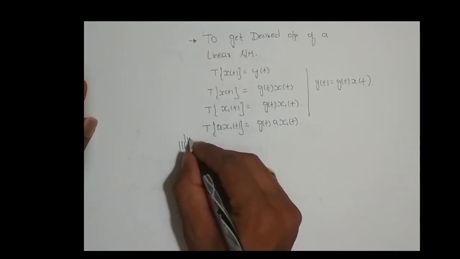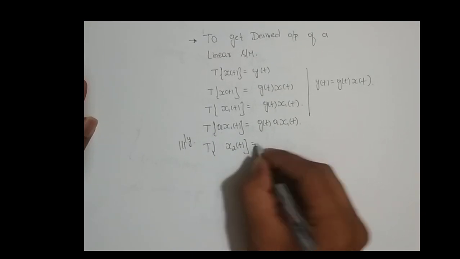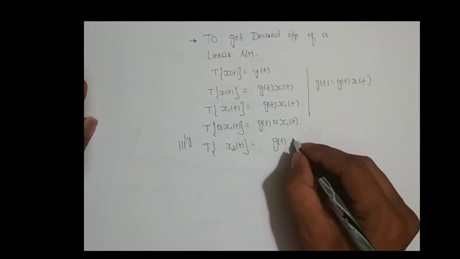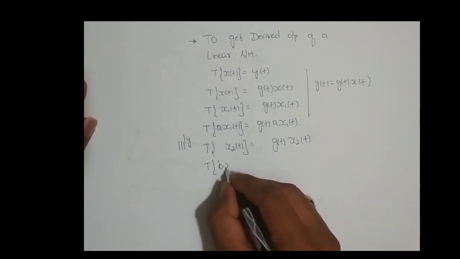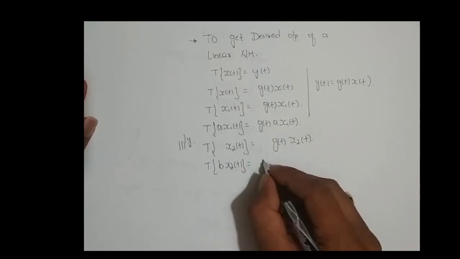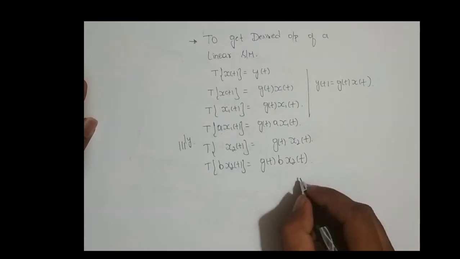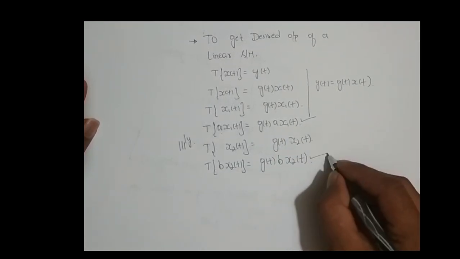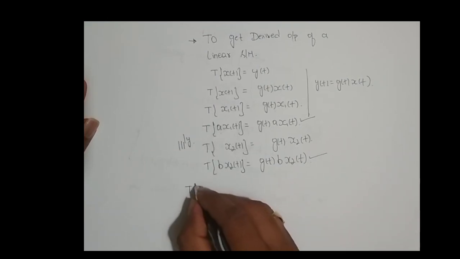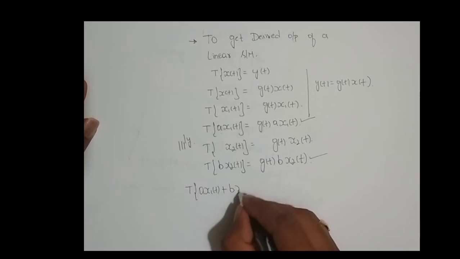Now similarly, what is the transformation if I feed another input x2 of t? What is the output? g of t into x2 of t, right? And what if I scale it, b times x2 of t? What is the output I'm getting? It is nothing but g of t into b times x2 of t, right? So if one input is scaled, this is the output I'm getting. For the other scaled input, this is the output I'm getting. So when I combine it, which is nothing but a times x1 of t plus b times x2 of t.